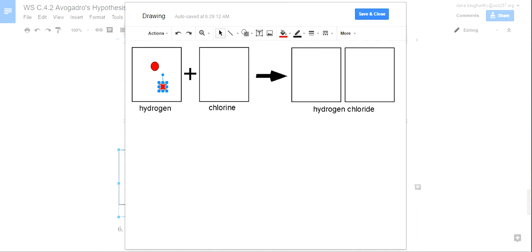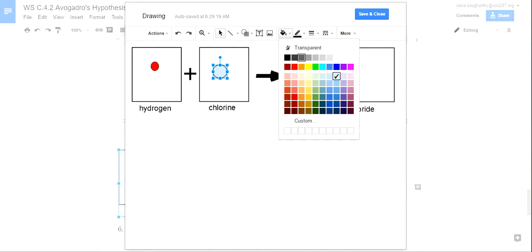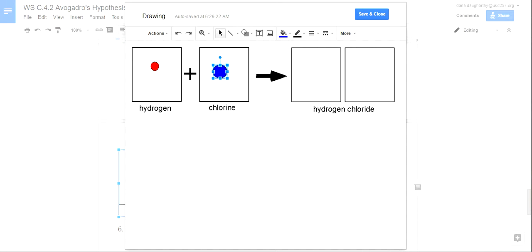Oh, I guess I only wanted 1. And then I'm going to make my chlorines like so, make it a little bit bigger. I'll make it blue. Then I'll come over here. Then it says hydrogen chloride, and so therefore I've got to put that there.